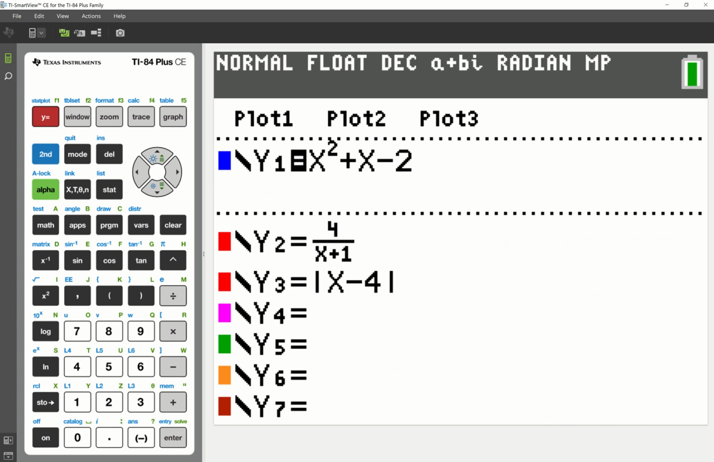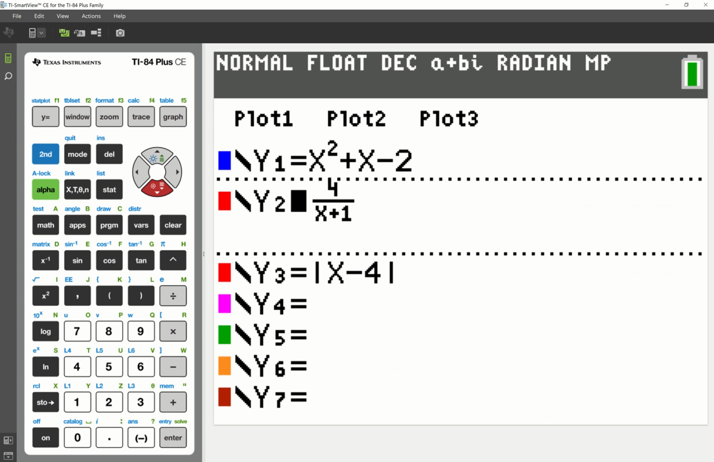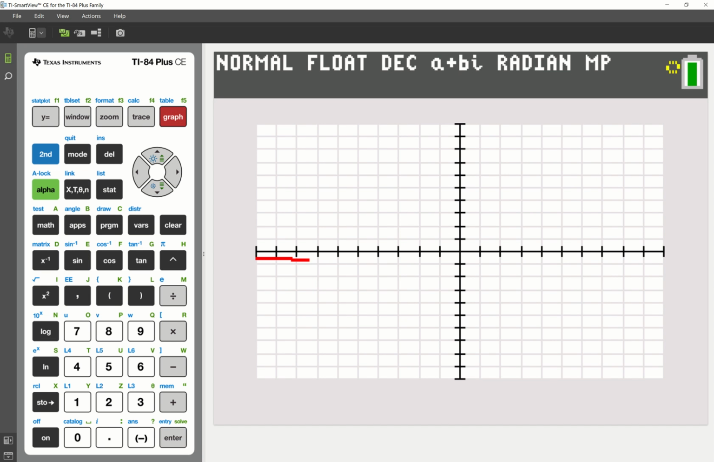Okay, but let's go ahead and take a look at that next one. I've got the next one here ready to go, so let me arrow over to the equal sign and press enter to turn that graph off, and then we'll arrow down to the next equal sign and we'll turn that on because we want to graph the function 4 over x plus 1. And so if we graph that, here is what we are looking at right here.